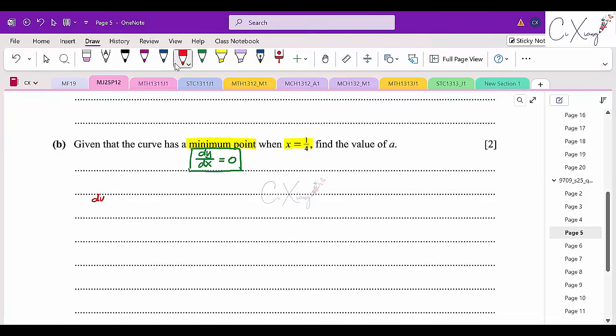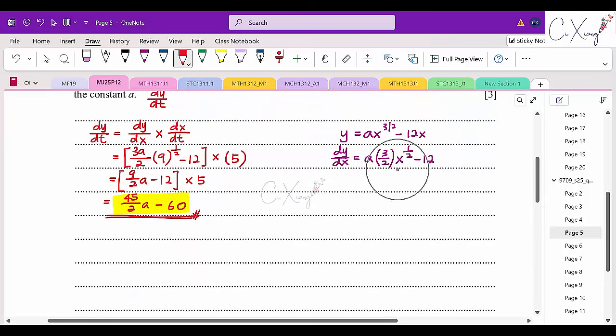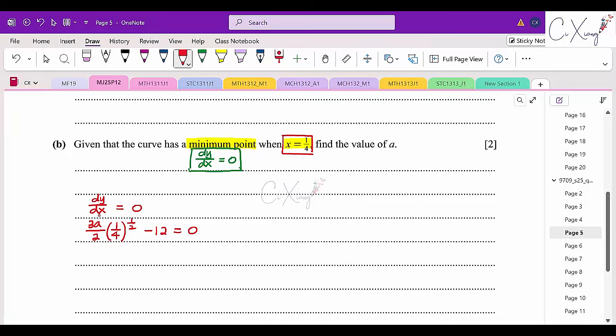Right. So I know I have to start from here. dy dx equals to 0. What is the equation for dy dx that you get just now? So go back to the first part, part A. Your dy dx basically is this one. So you substitute into your equation here. And we'll be having this where it is 3a over 2. Then what is the value of the x? Now they say the x coordinate for the minimum point is 1 over 4. That means you have to substitute 1 over 4 into your x, and then you have to take the square root, then minus 12 equals to 0. So this part is my dy dx, and I let it equals to 0.